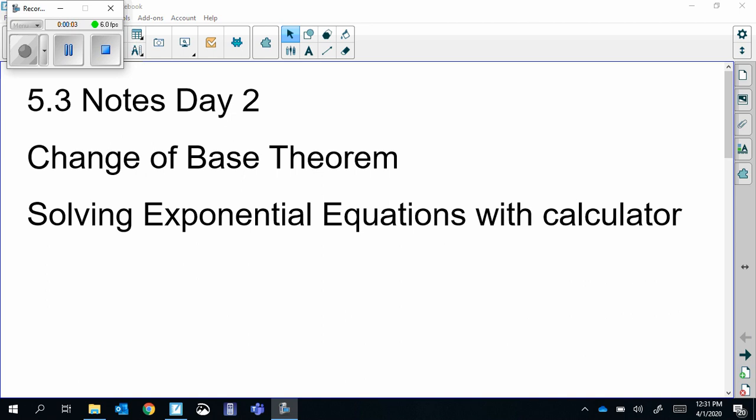Hey guys, 5.3, day 2. We're going to look at change of base theorem and solving some equations. We will be using a calculator for some of it.